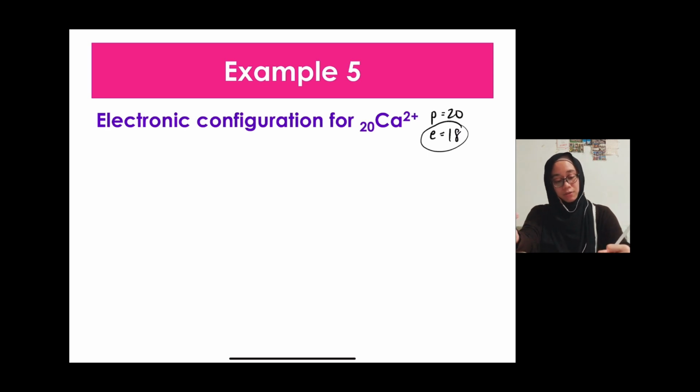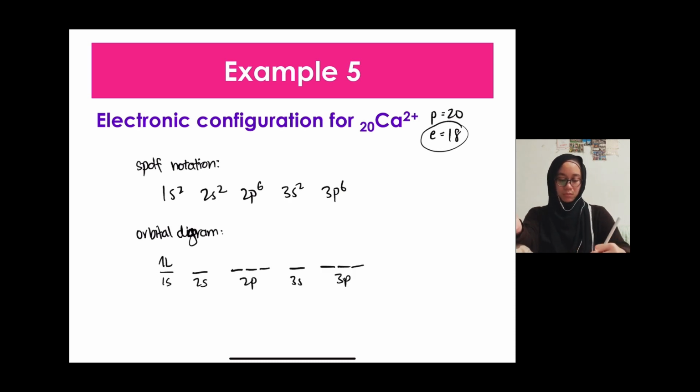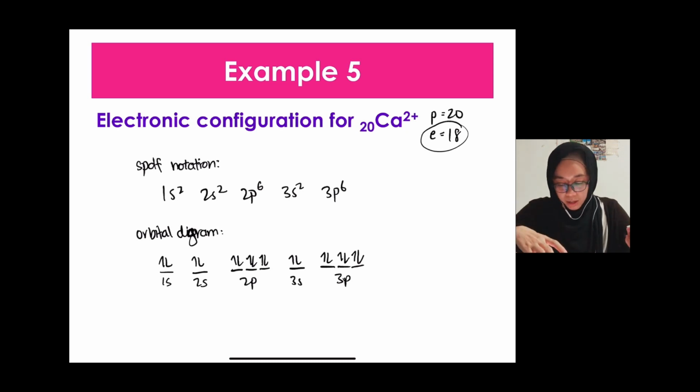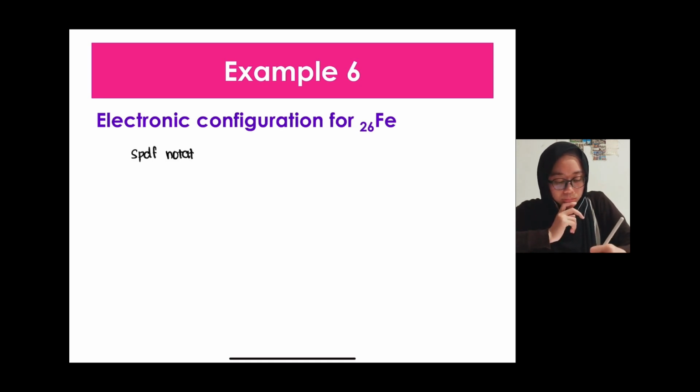Okay, therefore the SPDF notation would be siap. Okay, so kita pergi kepada example 6. Okay, so now kita ada iron. So iron ada 26 protons, meaning it has 26 electrons. So the SPDF notation, okay, so it looks like something like this.